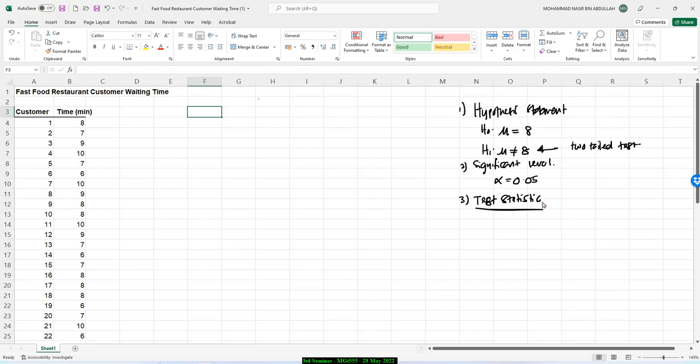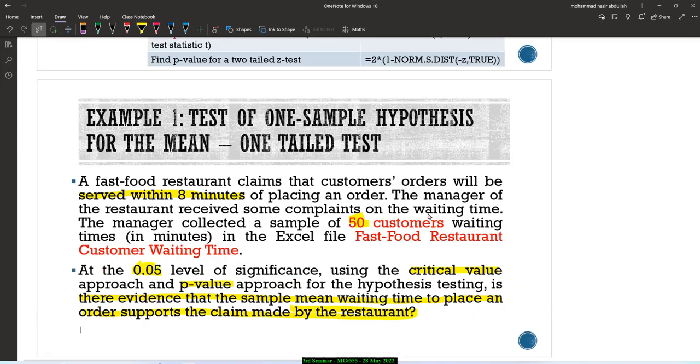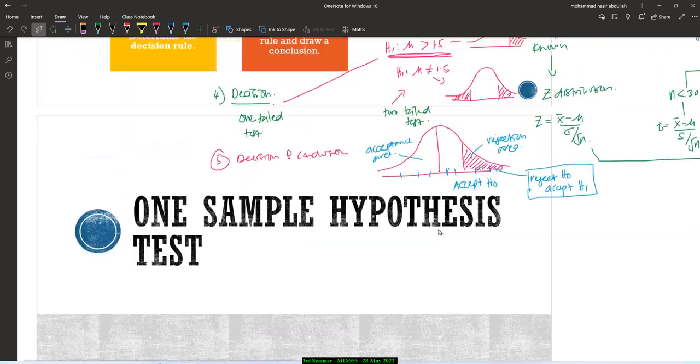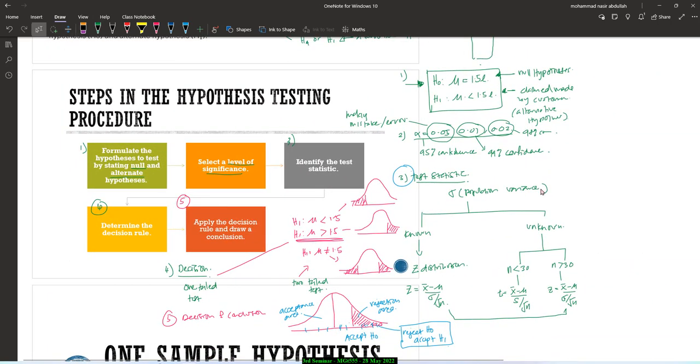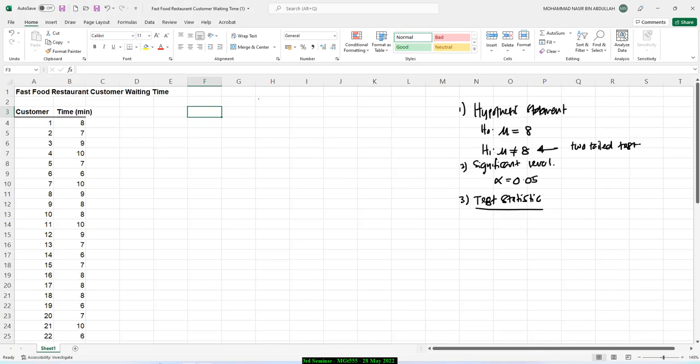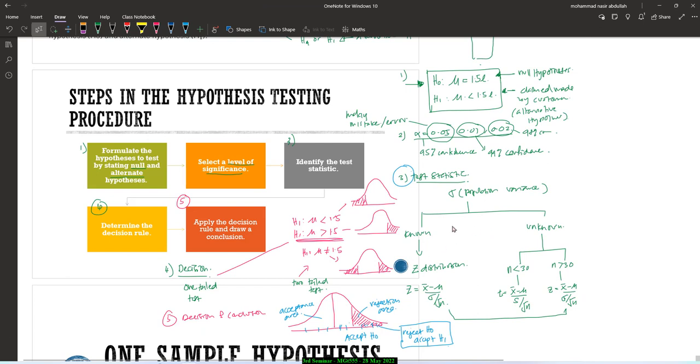Test statistic without S. Based on what I said earlier, what I wrote here, if the population variance is unknown, right? So we don't know the population variance in this question. When the sample size is less than 30, use T distribution. When the sample size is more than 30, use Z distribution.